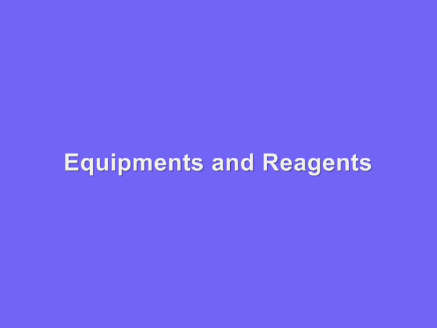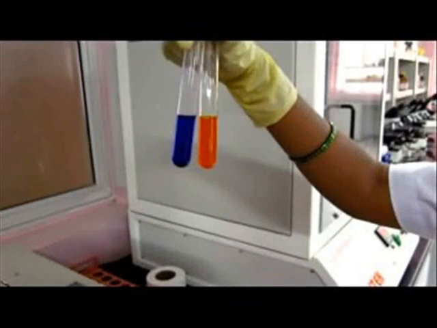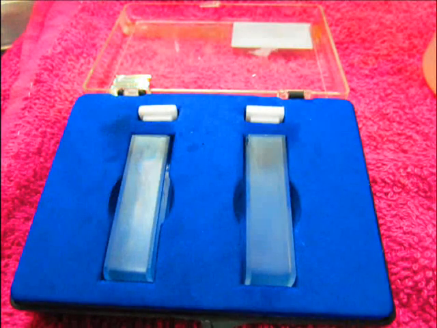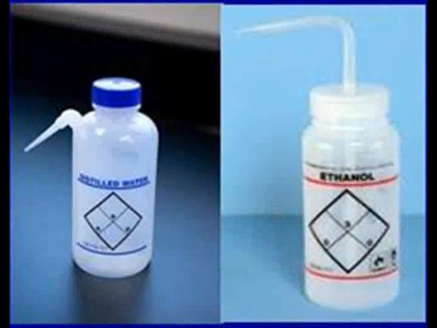Equipments and reagents used in spectrophotometer. Sample we are going to use tissue paper to clean the cuvettes. Cuvettes may be glass or plastic. Ethanol and distilled water to wash the cuvettes.